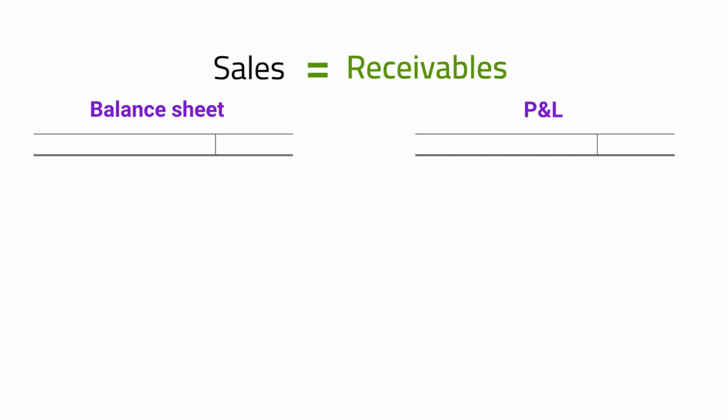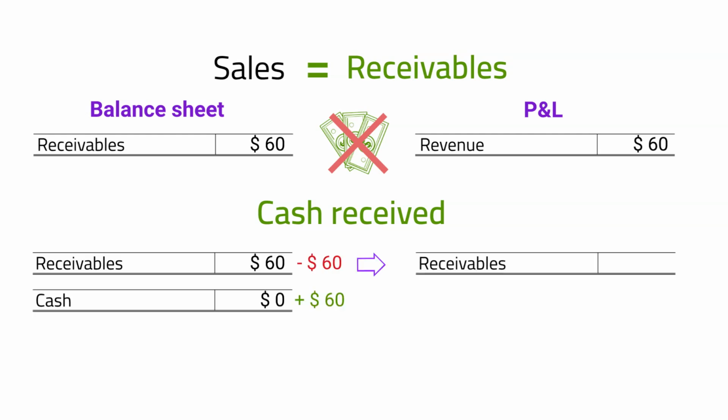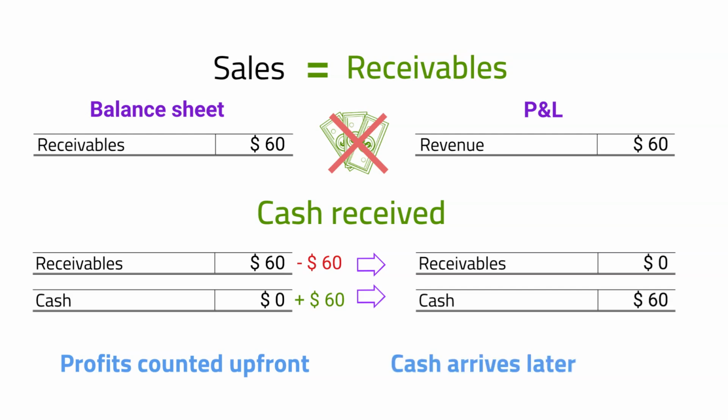Let's imagine we sell on credit. Our customer pays later. We record revenue of $60. No cash yet. A receivable is born. Customer pays later. Receivables disappear. Cash increases to $60. Please notice sales and profit were counted upfront. Cash arrived days or weeks later.